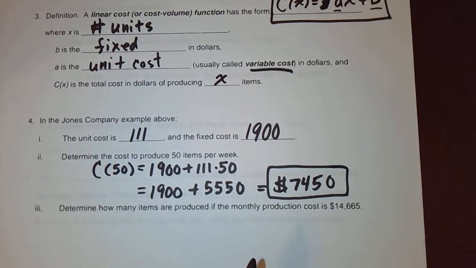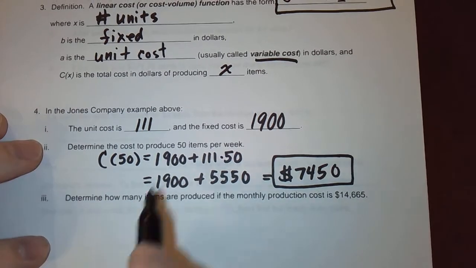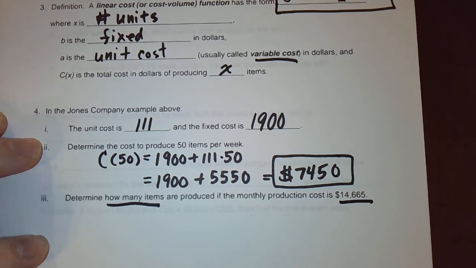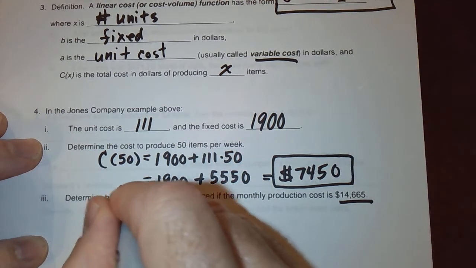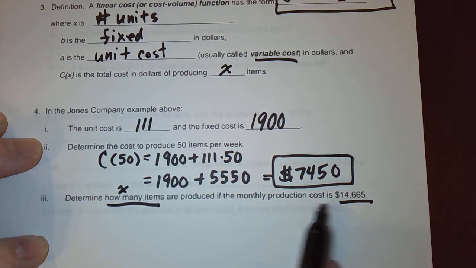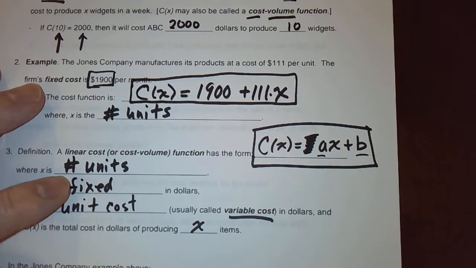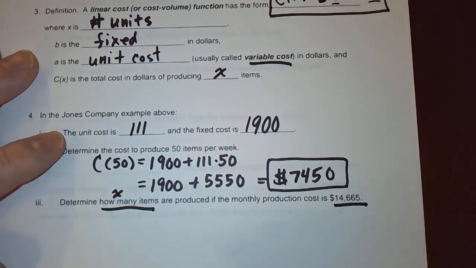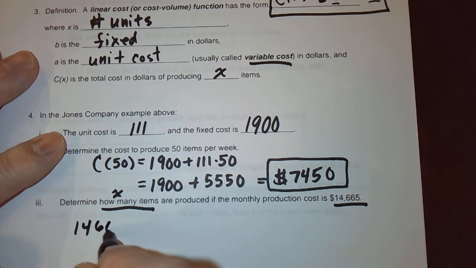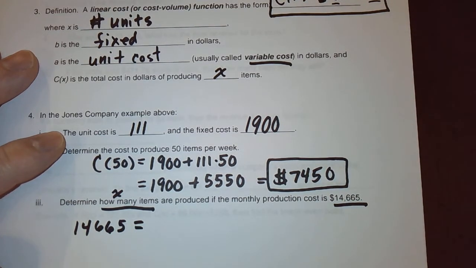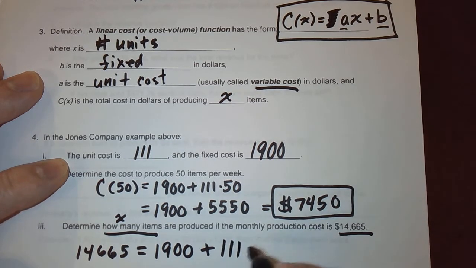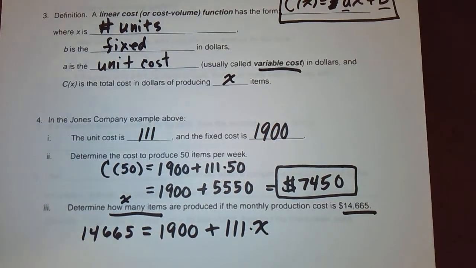All right, the last part of number 4, we're going to determine how many items are produced if the monthly production cost is $14,665. How many items? Remember, that's always x that we're looking for. The monthly production cost is the cost function, so we're going to put 14,665 for C of x. That's going to be equal to 1,900 plus $111 per item times x. And then all we need to do is solve for x.